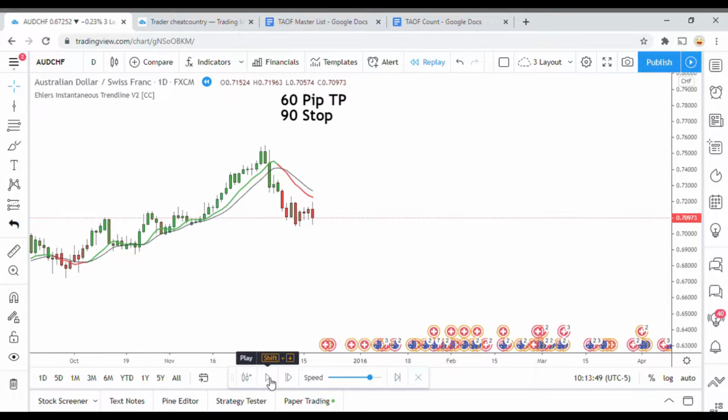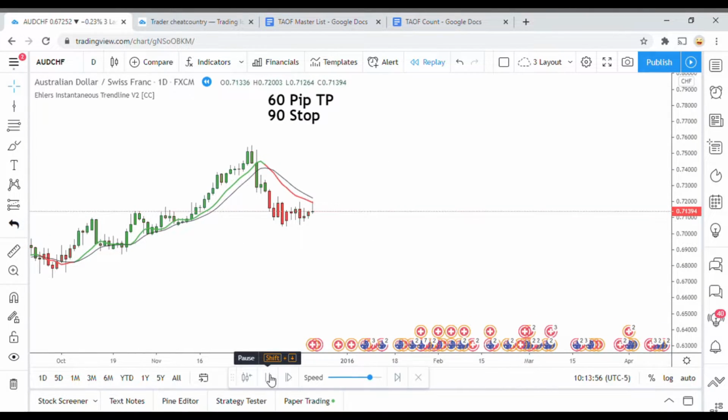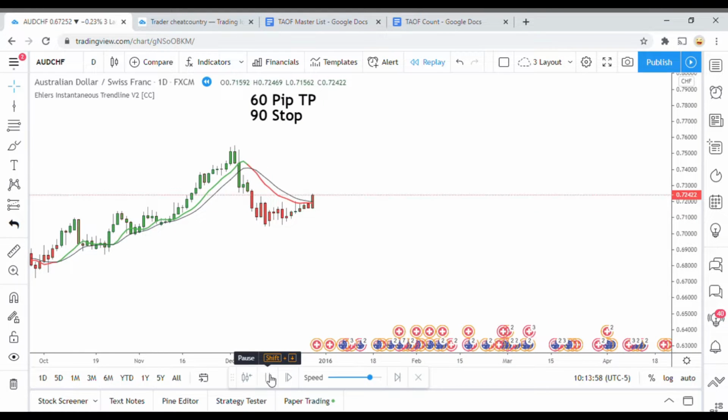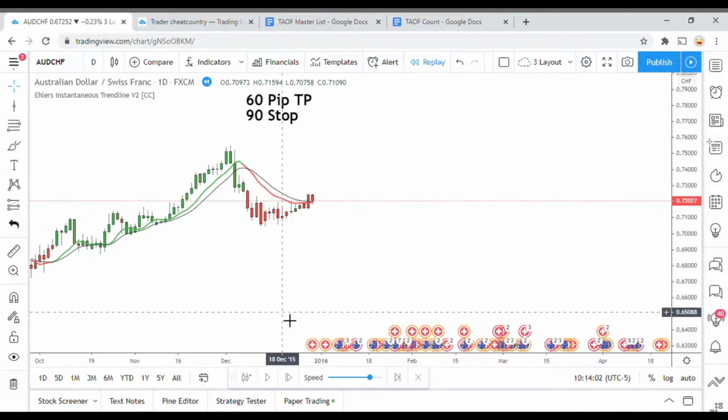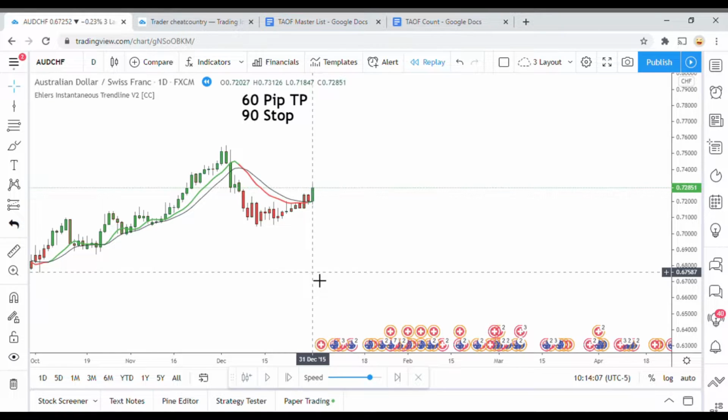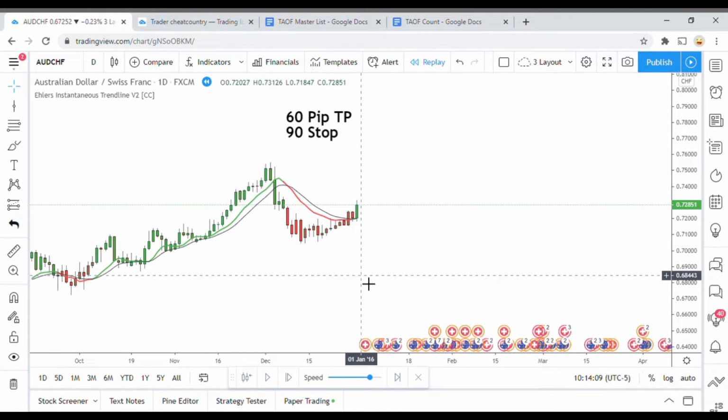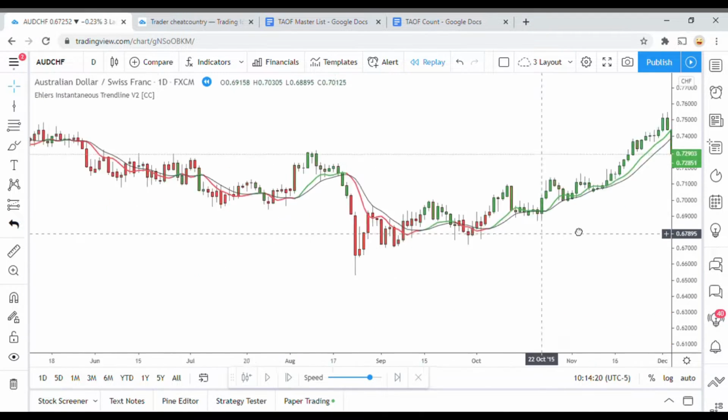You just play the bars and you look for the signal, whatever signal it is that you're looking for. And when the signal pops up, then you can pause it, you can analyze it a little bit more, and you can make a decision on whether or not you would take that trade or not. So all in all, a really cool feature, really helps you out in your backtesting.